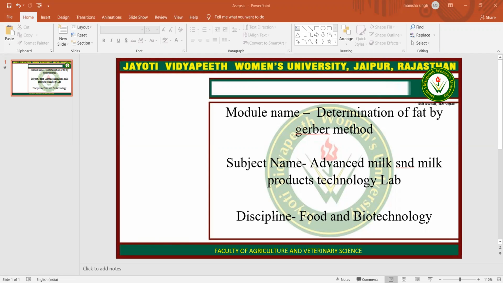in which fat is separated from milk by centrifugal force. Sulfuric acid is used to dissolve the protein that forms the membrane around the fat globules, and amyl alcohol is added to improve the separation of fat from the other solids.